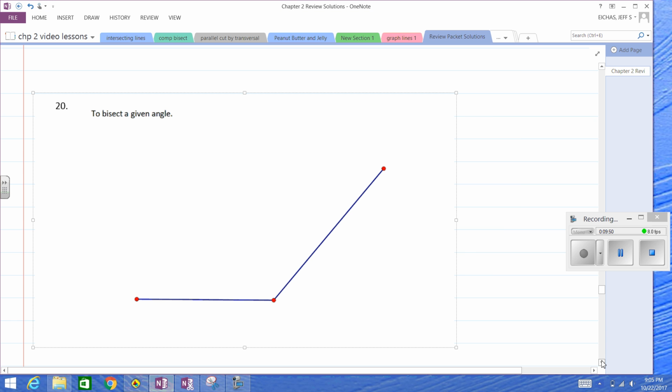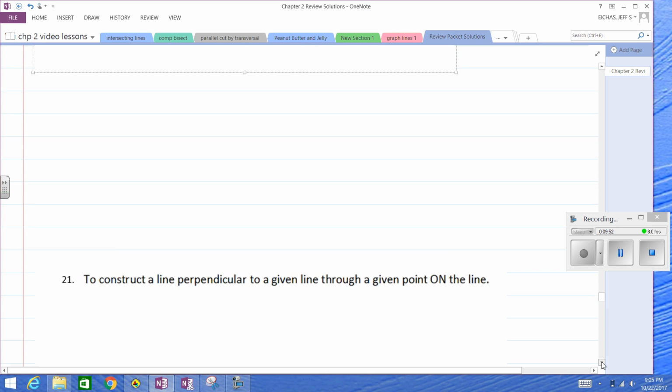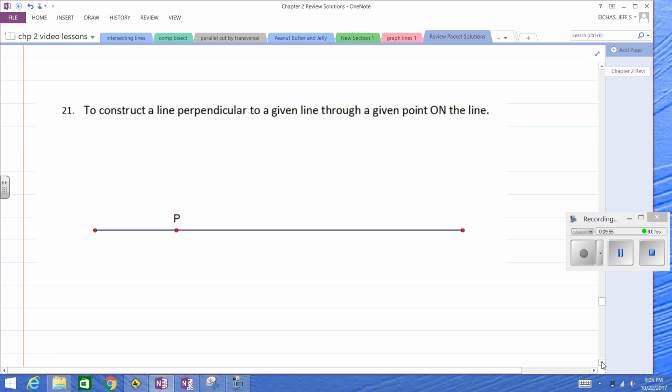All right, next one. Perpendicular through a point on the line. All right, we're almost to the 10 minutes, so I'll stop there.